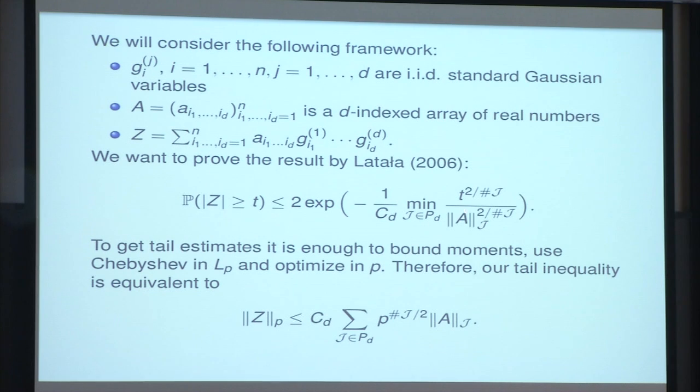Each partition defines a norm of our matrix A. And we have a bunch of terms like this. Starting from the Gaussian term, for the partition into a single set only, it will be t to the power 2 over 1. And for the partition into one-element sets, we will have t to the power 2 over d, which for d equals 2 agrees with Hanson-Wright. It's just t to the power of 1.